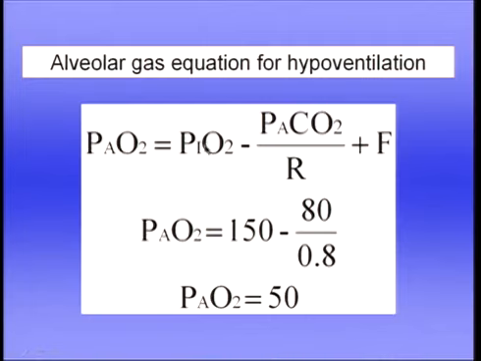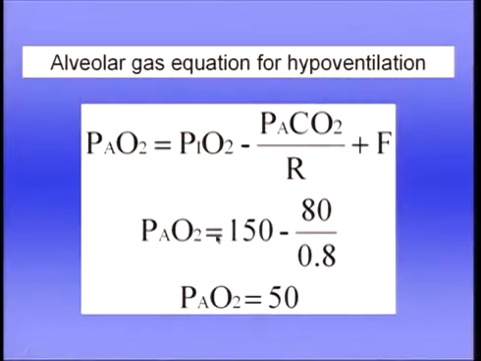Alveolar PO2 is equal to the inspired PO2 minus the alveolar PCO2 over the respiratory exchange ratio. Let's neglect the R value there. And so if we have hypoventilation, let's assume that the alveolar ventilation falls to half of its normal value, then the PCO2 will double from 40 to 80. So the equation now is that the alveolar PO2 is 150, which is the inspired value, minus 80 over 0.8. 80 over 0.8 is 100, so the alveolar PO2 is 50.